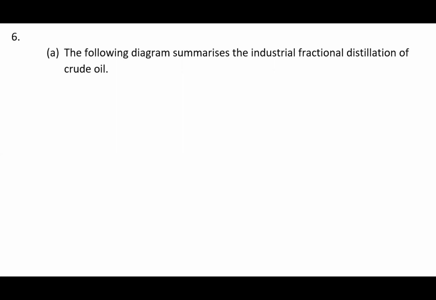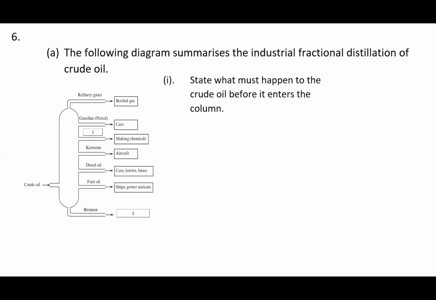So, part A, the following diagram summarizes the industrial fractional distillation of crude oil. State what must happen to the crude oil before it enters the column. So it must be heated, vaporized, or evaporated. 3 marks for that. Very straightforward.